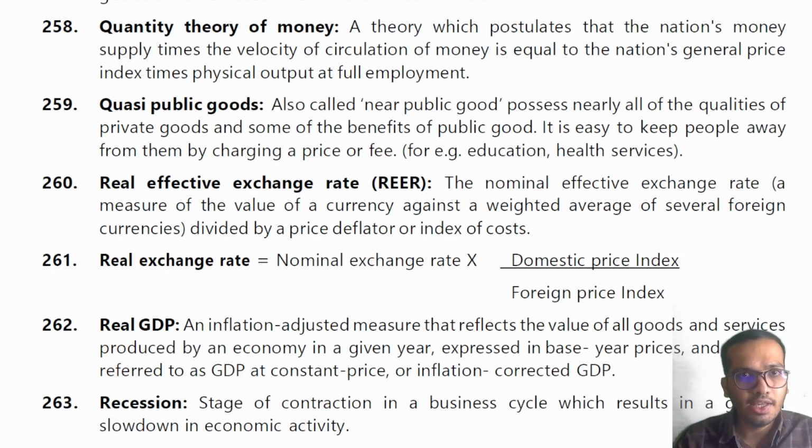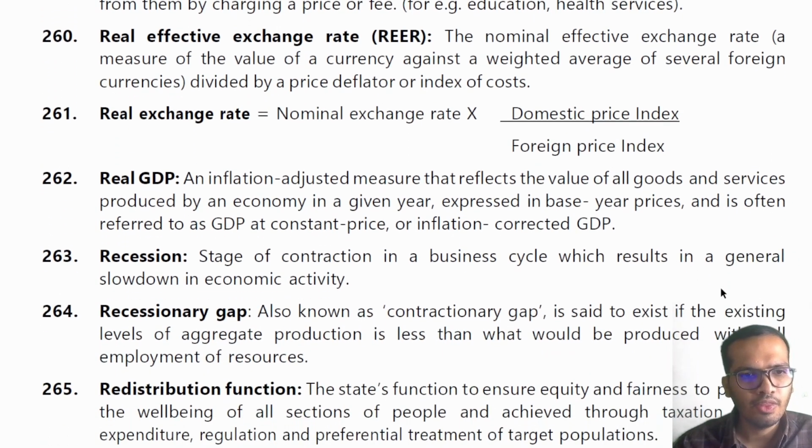Then we have real effective exchange rate, REER. The nominal effective exchange rate, a measure of the value of a currency against a weighted average of several foreign currencies, means a price with weighted average from all the major currencies divided by a price deflator or index of cost. Then we have number 261, real exchange rate, that is equal to nominal exchange rate into domestic price index divided by foreign price index.